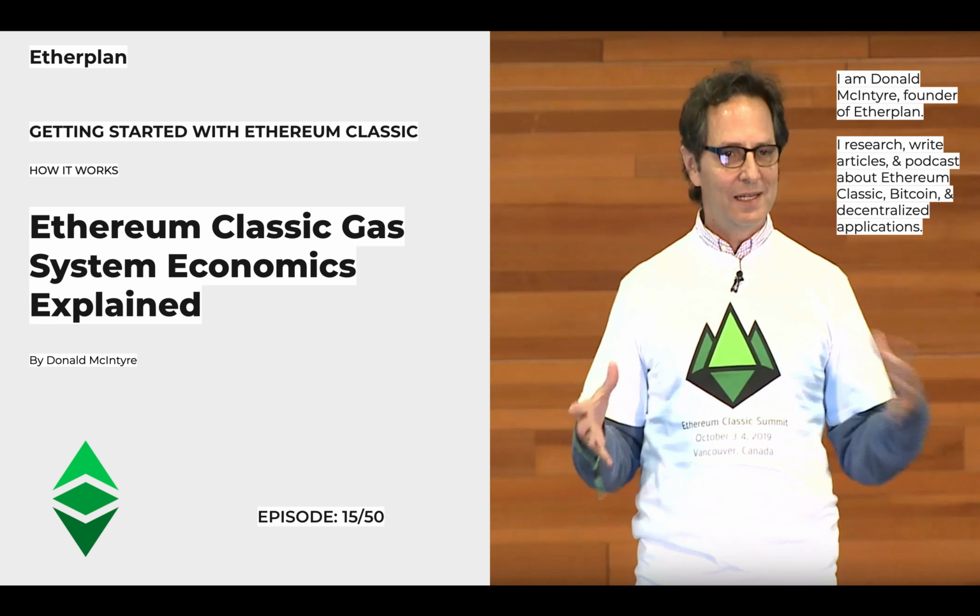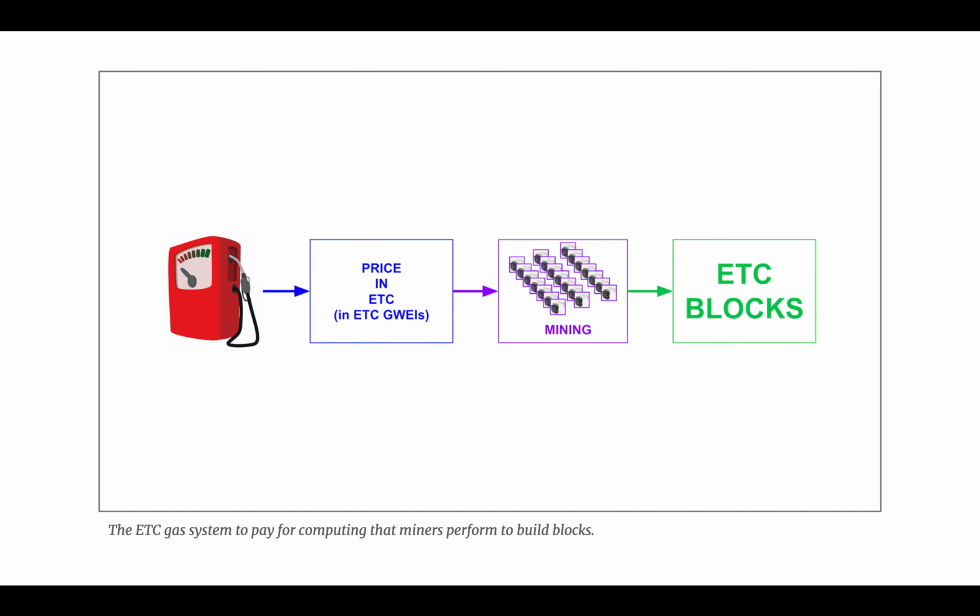Ethereum Classic Gas System Economics Explained. One of the brilliant inventions of the Ethereum blockchain standard, which is the underlying protocol in Ethereum Classic, ETC, is the Ethereum gas system, which solved the halting problem in secure, distributed, Turing-complete computing networks.